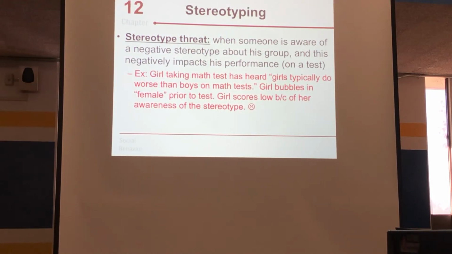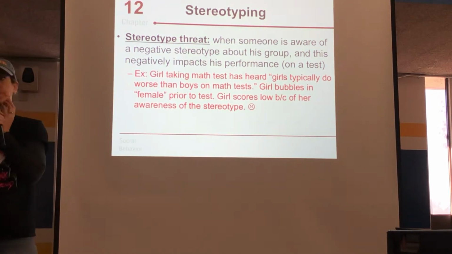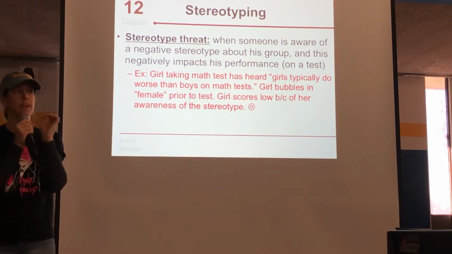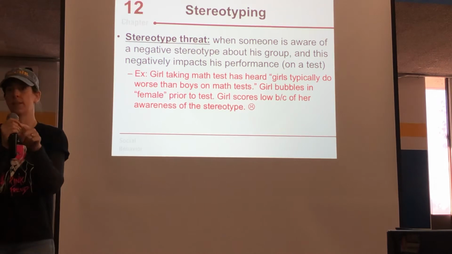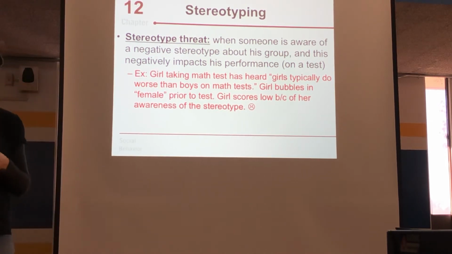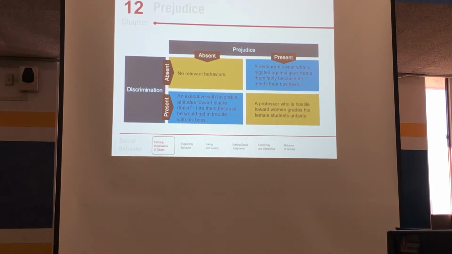Stereotype threat, we talked about that with Jane Elliott, so what's the definition? Try without looking. Yeah. Good. It affects their performance negatively. Okay, someone's aware of a stereotype against their group, and it affects their performance negatively. Good. Good job. Okay, prejudice versus discrimination. Which one is more a thought? Prejudice. Good. And which is an action? Discrimination. Good.